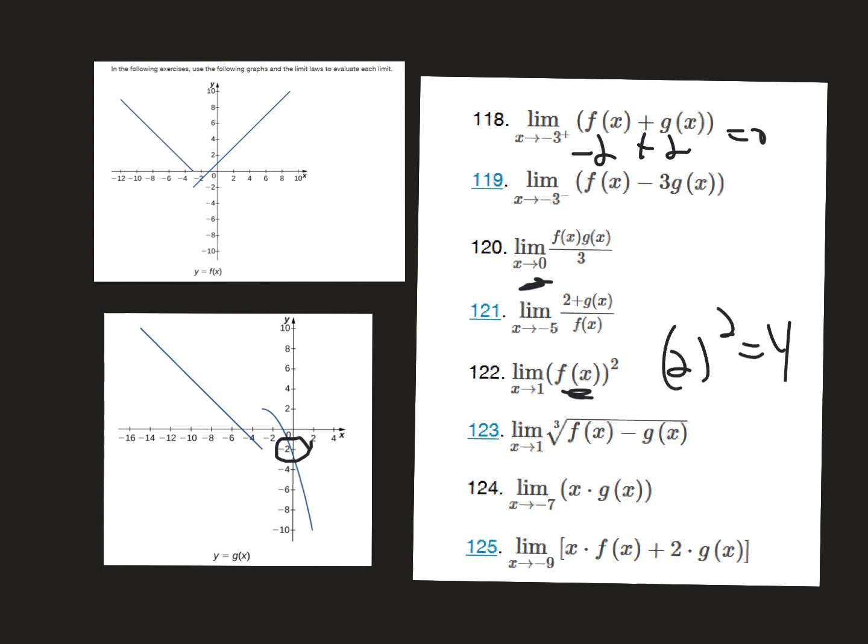I get 4. And this one again, we're going to take the negative 7 times the limit as x approaches negative 7 for g of x. So negative 7 is right about there, and that's probably 2. And we're multiplying, so negative 14.